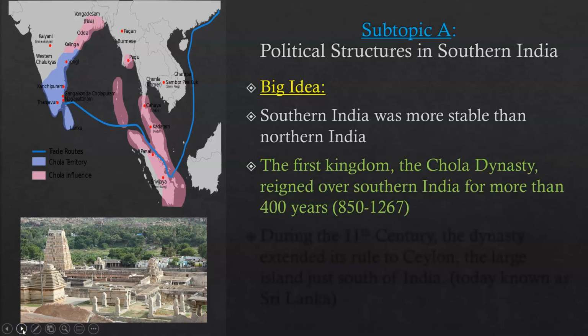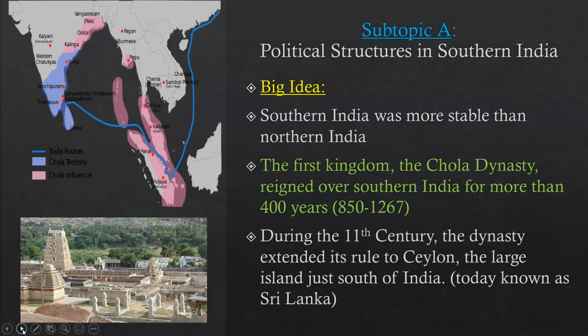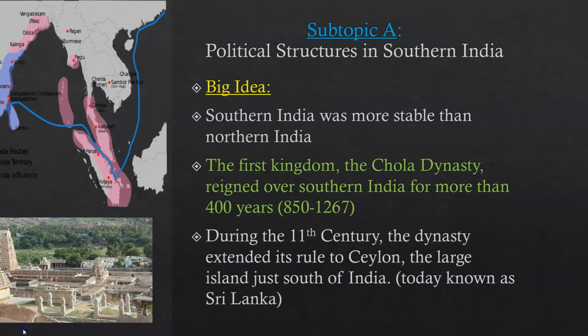The first kingdom, okay, the Chola dynasty. I know it doesn't look like it's pronounced Chola, but the A is silent. It reigned over southern India for more than 400 years. During the 11th century, the dynasty extended its rule to Ceylon. It's a large island just south of India. Today it's known as Sri Lanka. Now, from a historical perspective, that's actually recent. I mean, it's been in my lifetime. I think in the early 1970s it changed to Sri Lanka.